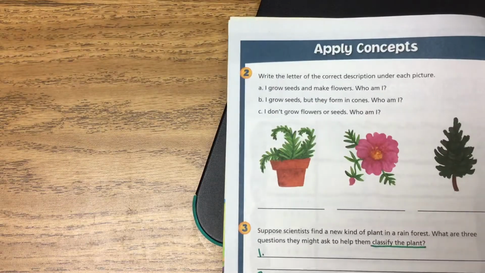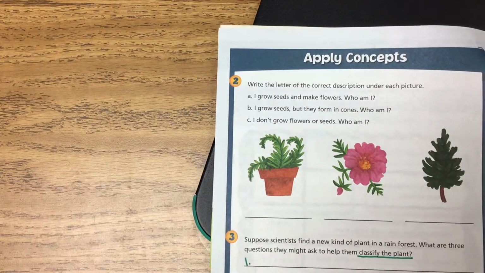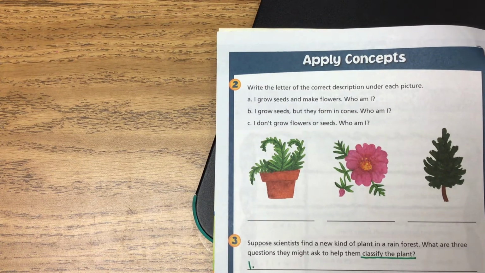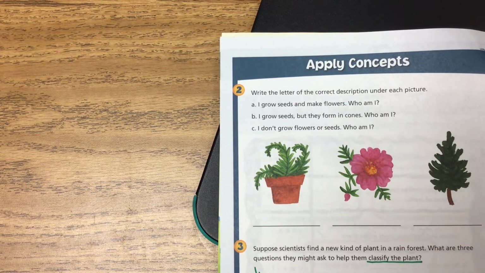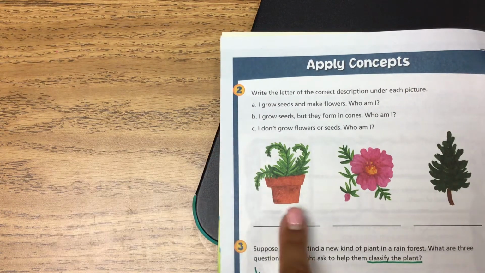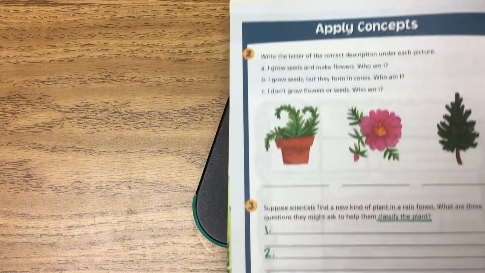Let's turn to our last page on 300, apply concepts. Write the letter of the correct description under each picture. A, I grow seeds and make flowers. Who am I? B, I grow seeds, but they form in cones. Who am I? C, I don't grow flowers or seeds. Who am I? So write the letters A, B, or C under each of these plants.